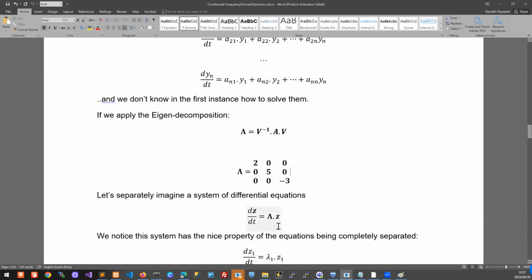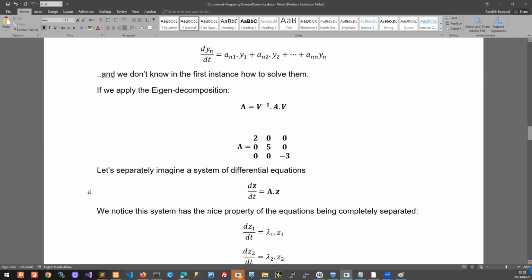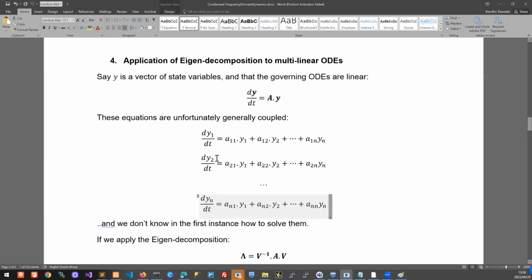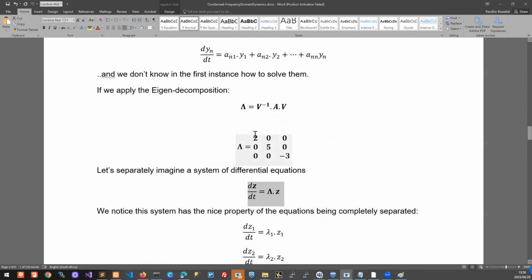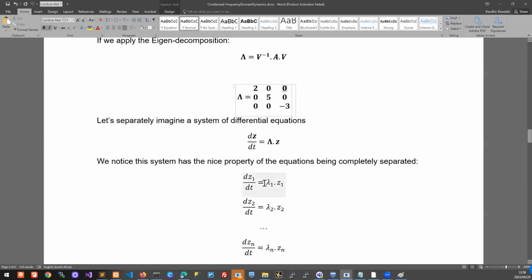And if we think about what that means, if you have a different system of equations where instead of this matrix A, which has non-zeros generally everywhere, you have this more restrained case where it's non-zero only on the diagonal, then you can see that when you multiply this out, for instance, you would multiply the top row 2, 0, 0 by vector Z, which is Z1, Z2, Z3, then the only term which will survive is this one. So we can write dz1/dt equals lambda1 z1.